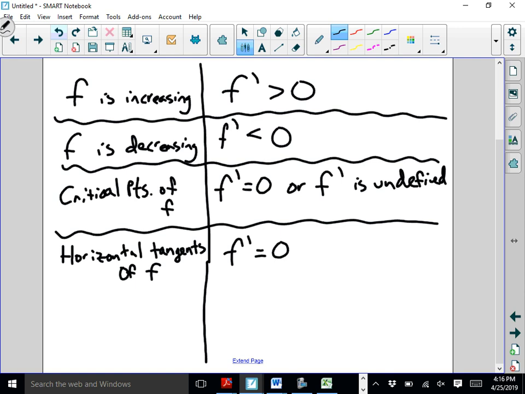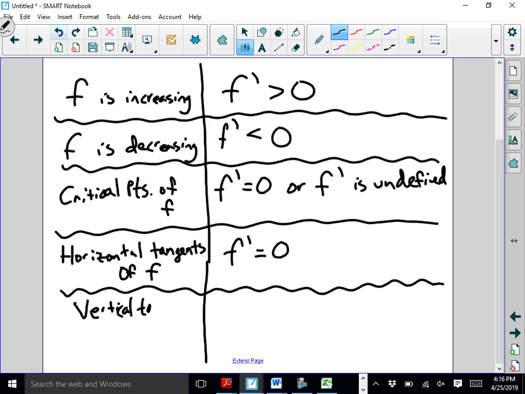They don't often ask about this, but if they ever ask about vertical tangents of f, a vertical tangent, the slope of a vertical line we know is undefined. So that would simply be when f prime is undefined. So that would be like when the denominator of a fraction is equal to 0.